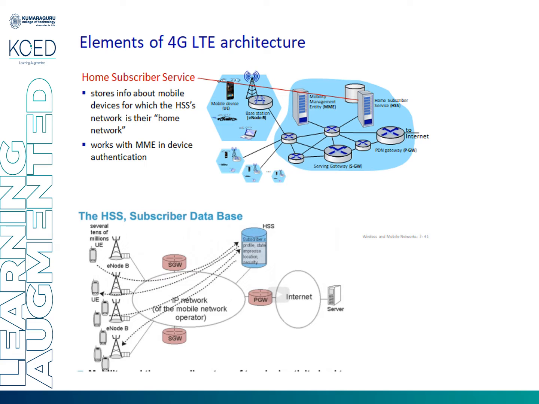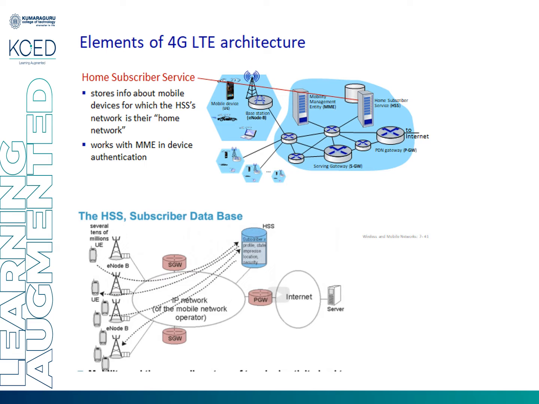So here the next component we are going to see is home subscriber service. So we have already seen there is a user equipment, there is an eNode B. E stands for extended node. When we specify the term node, that means it is part of the network, and B stands for base station. So eNode B is the extended node base station. So next is the home subscriber service. So this home subscriber service, it is provided in every home network.